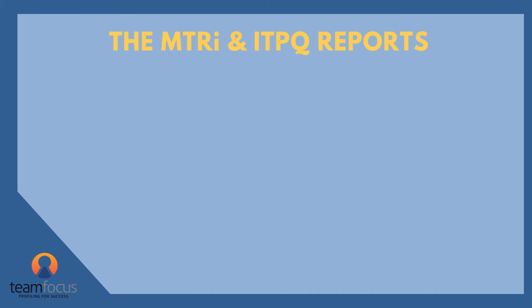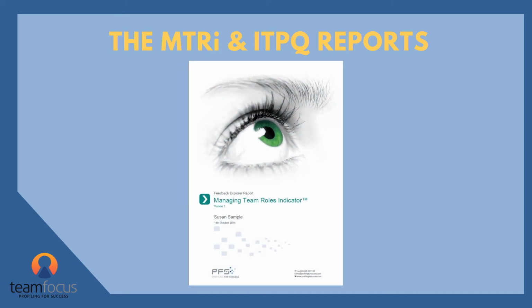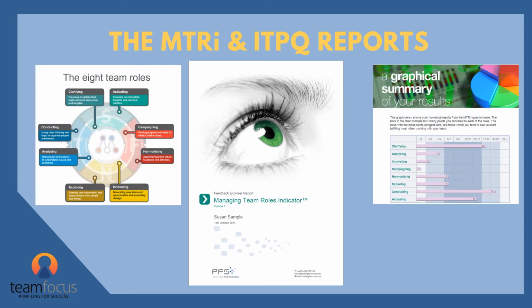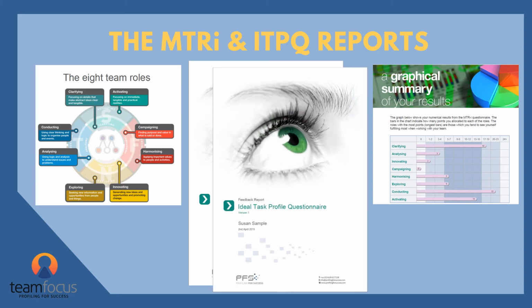Once a person has completed the MTRi, they receive a 20-page Explorer report. This details the roles they believe they play, and the top roles are described with useful graphical summaries. And in addition, if they've also completed the ITPQ, they receive a report which details the roles that they believe they should or that the team should focus on to manage the challenges they face.